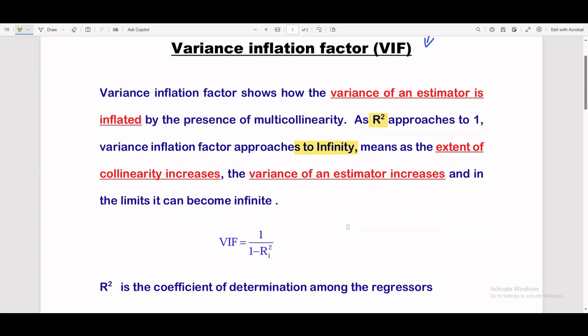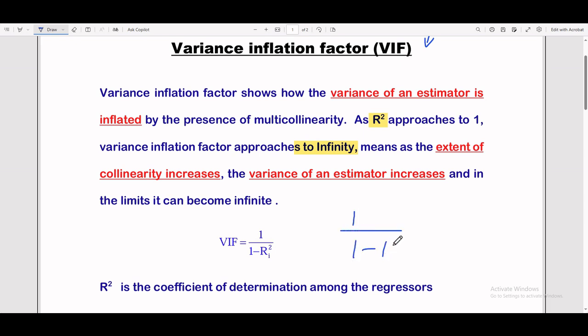How do we get this? Suppose this is the formula of variance inflation factor: 1 over 1 minus r square, where r square is the coefficient of determination. As r square equals 1, 1 minus 1 is 0, and something over 0 is infinity. So as r square approaches 1, the variance inflation factor approaches infinity.